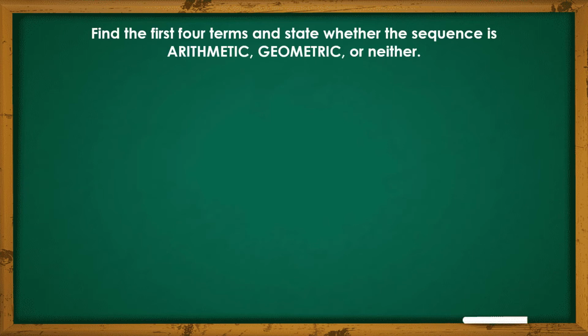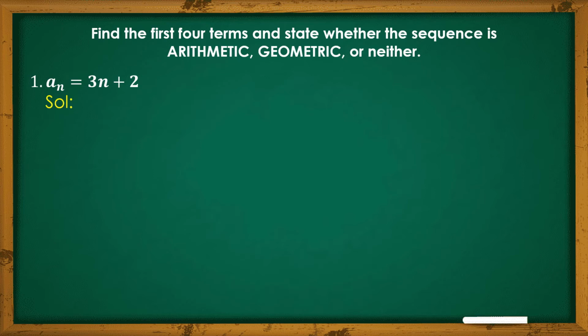At dahil meron na tayong example kung paano gamitin ang geometric formula, at natutunan na natin kung paano gamitin yung arithmetic formula, let's do this. Find the first four terms and state whether the sequence is arithmetic, geometric, or neither. Let's start with number 1. Is a sub n equals 3n plus 2 an arithmetic sequence, a geometric sequence, or neither of the two?